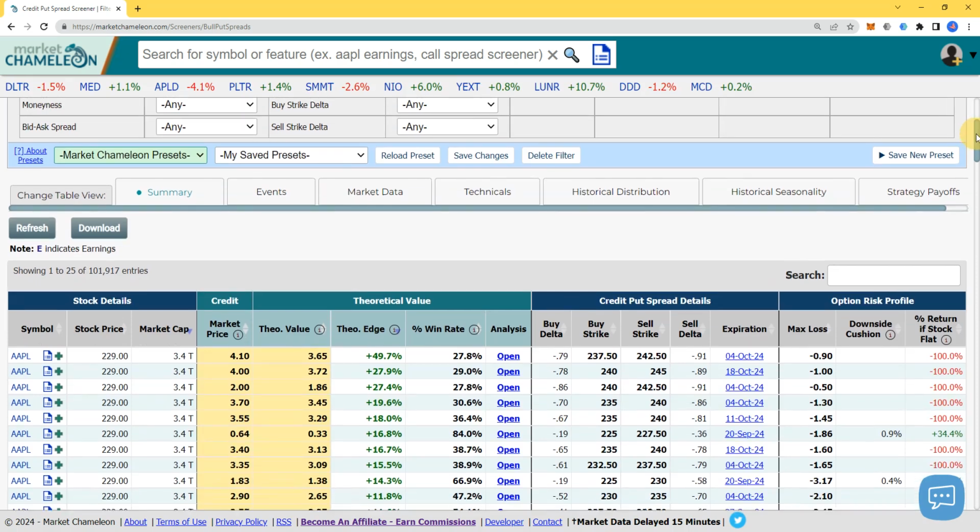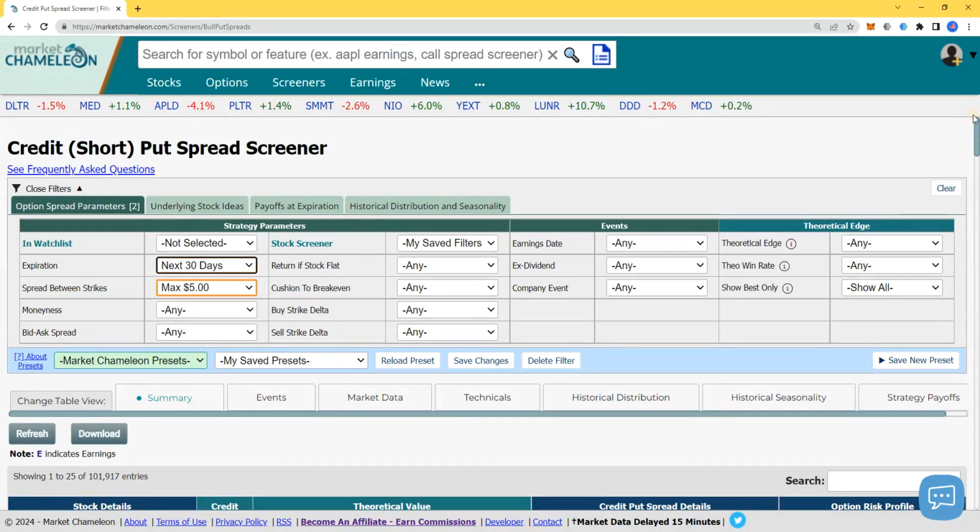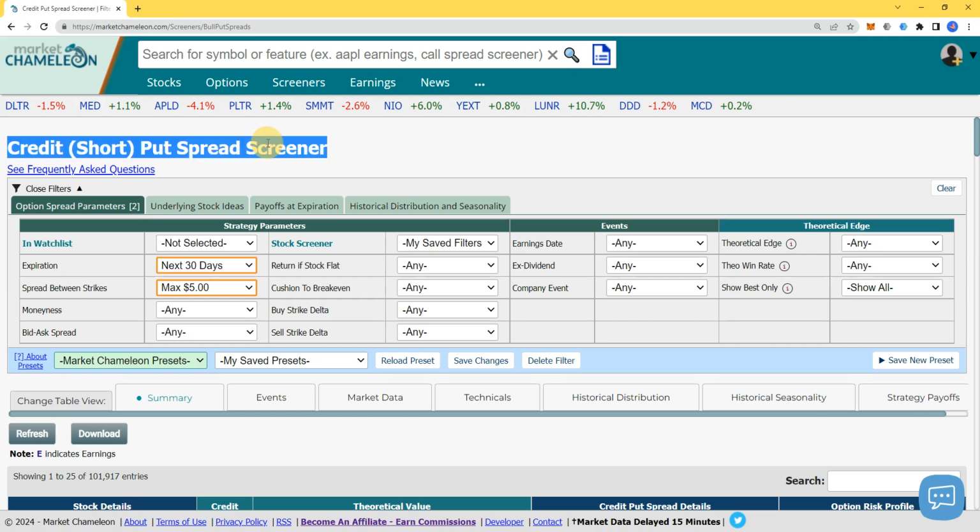In order to do so, we are going to Market Chameleon, 7 days trial, and we assume that the market is at an all-time high. The Fed cut rates yesterday. Everything is going up, everything is good. So you are bullish. This is a bullish strategy, but you still have some cushion in case things go wrong, things go down. You can still make money with the credit put spread.